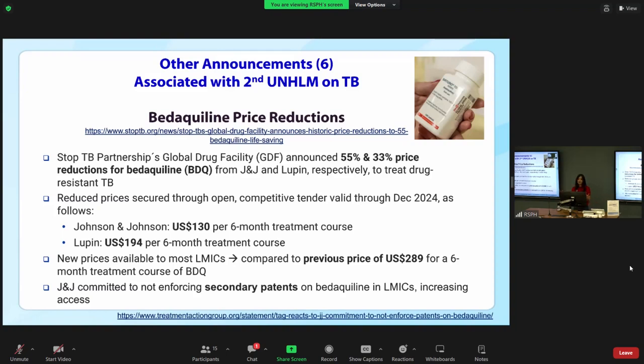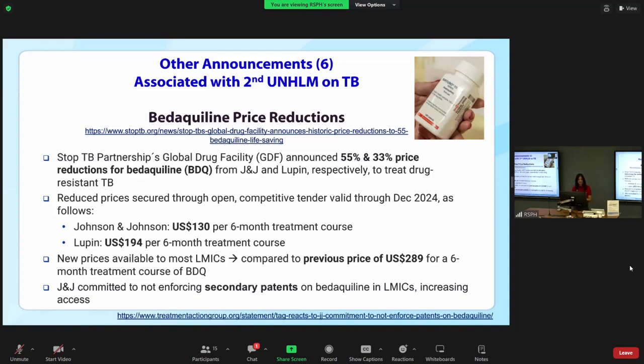So this is a huge advance in negotiating that price reduction. So again, almost double the number of people can receive that treatment. That's an all oral-based regimen, less side effects, shorter duration, high cure rates.